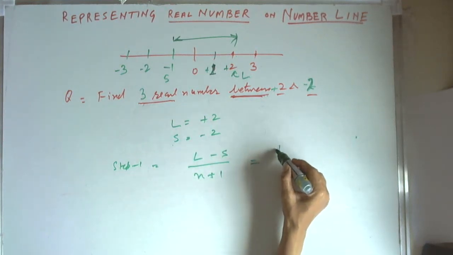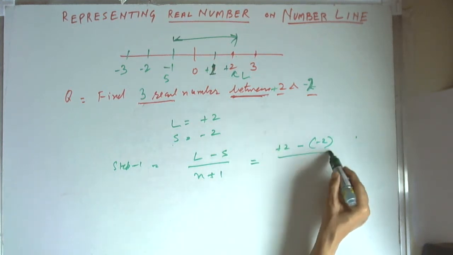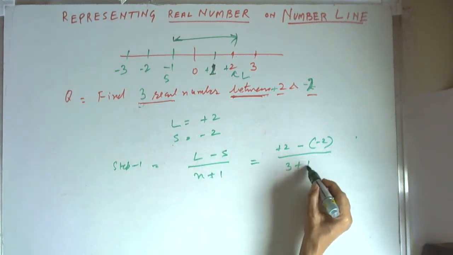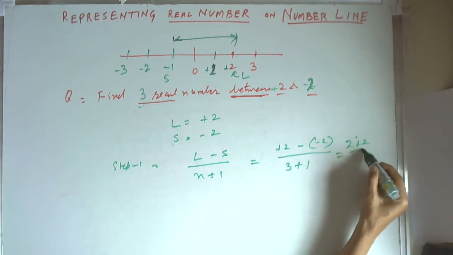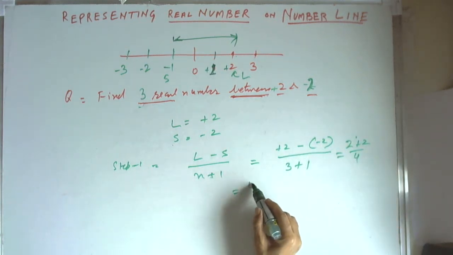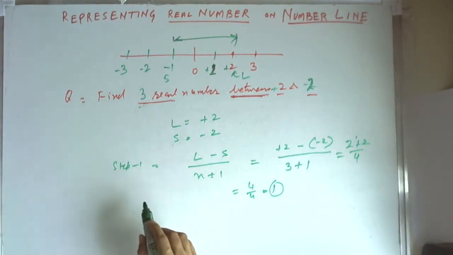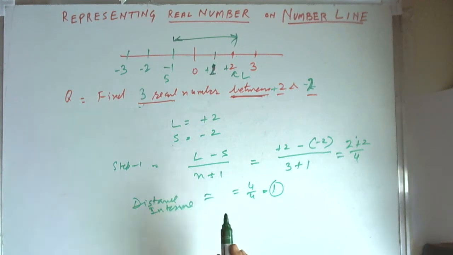So larger is plus 2 and smaller is minus 2, and then n is 3, so it will be 3 plus 1. So this will now become 2 plus 2 divided by 4, so 4 over 4, and 1. So the distance interval is equal to 1.